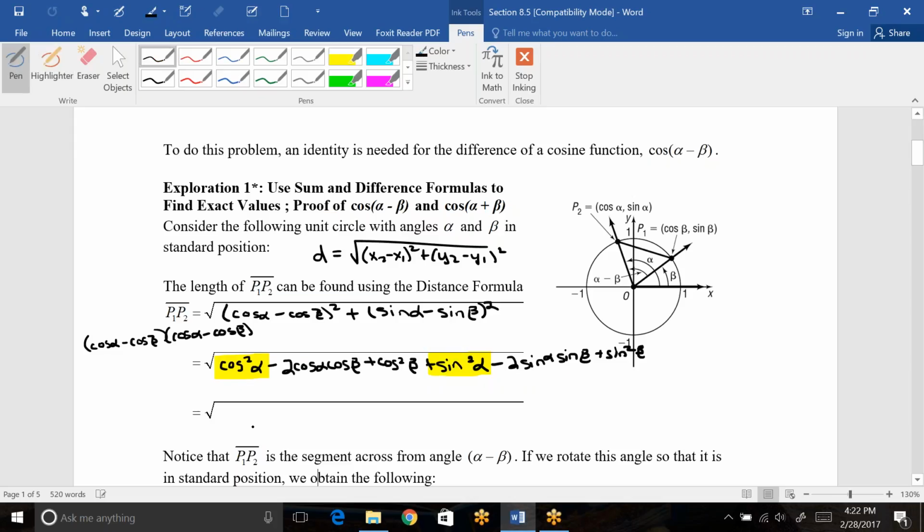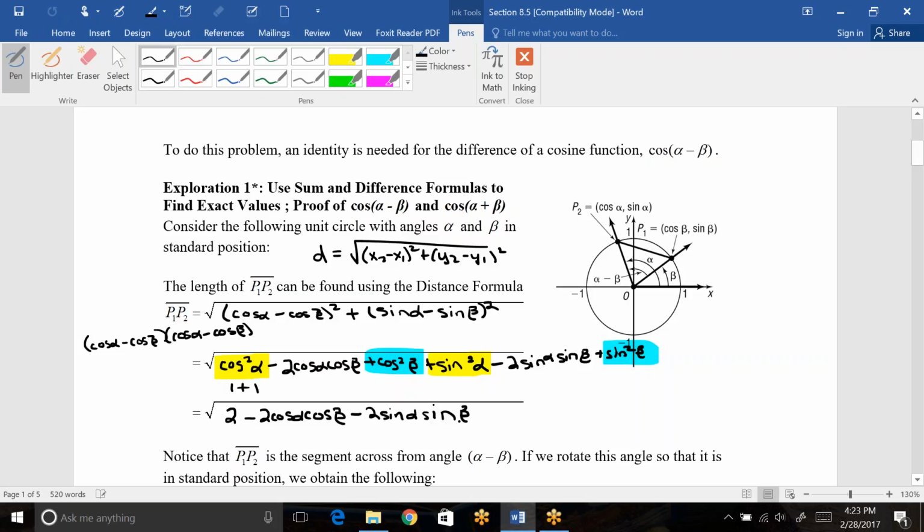Now, notice that I have a cosine squared alpha and a sine squared alpha. That is a Pythagorean identity, so we get a 1 for that. We also have a cosine squared beta and a sine squared beta. They're both positive. That's another identity, so we also get a 1. And then we have these two pieces, so this ends up being 2, because of the 1 and the 1, minus 2 cosine alpha cosine beta, minus 2 sine alpha sine beta.